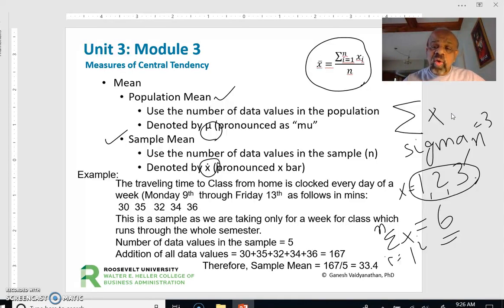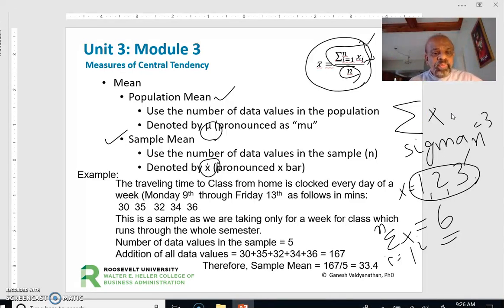So I can actually go on forever. If I have 15, it'll be x1 plus x2 plus x3 plus x4 all the way till x15. And that's what this whole thing is all about. So when I say this portion of it, sigma i equals 1 to n of xi basically means how many i's till n. And n is actually the total number.